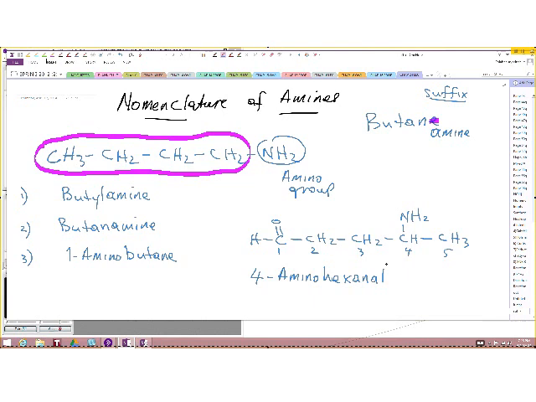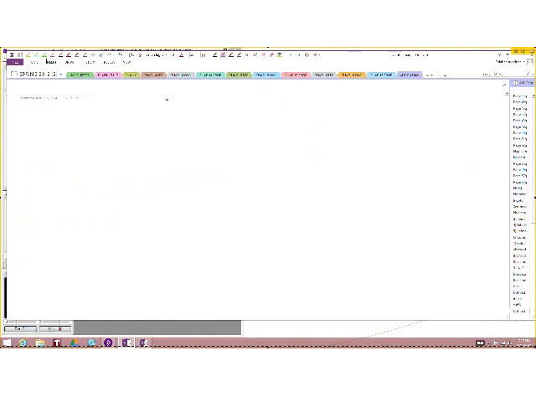Oh, I'm sorry, penta. Thank you. Penta now. Okay, so those are the 3 different ways in which you name a primary amine. Now, supposing we have a secondary or tertiary amine. In this case, let us use this as an example.